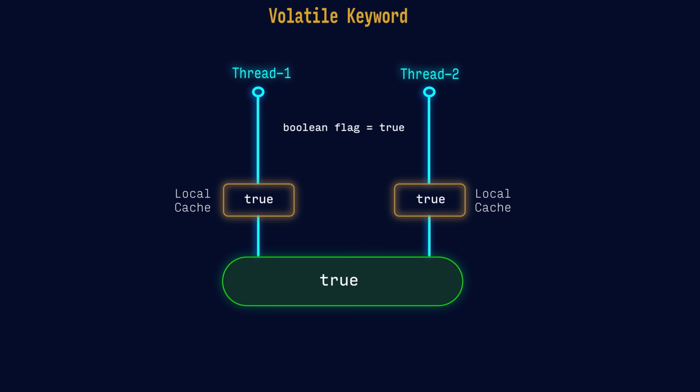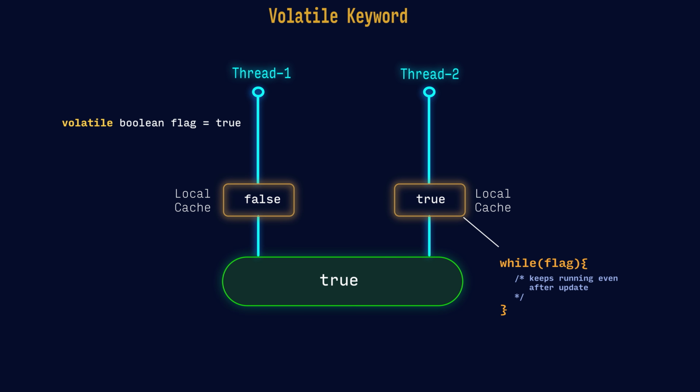I hope until this point you are clear with local cache and shared memory area, right? Now let's say thread 1 is running and it has updated the Boolean value to false. So now the problem is the flag is not updated in the shared memory or in the local cache of other threads. Why is this a great problem? Because suppose this flag is used by thread 2 for a while loop which can go infinite if it is not updated, right? So guys, this is where the volatile keyword comes to the rescue.